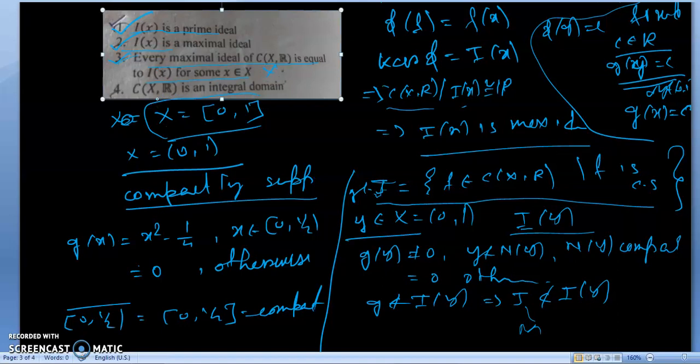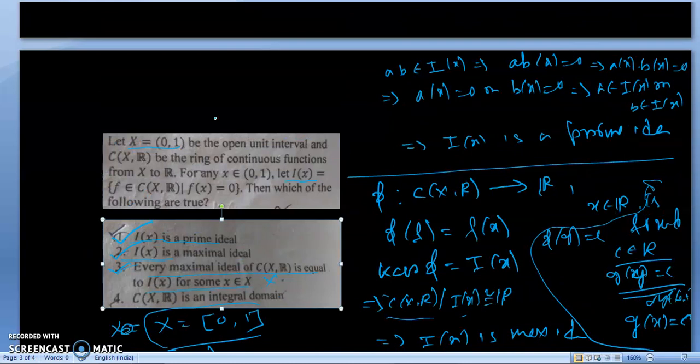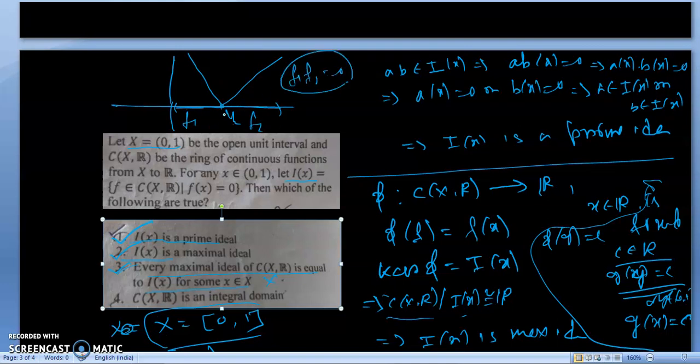Now let's check the fourth option: C(X, R) is an integral domain. How can you show that? For this, let's draw two functions. Suppose the interval from 0 to 1, and the midpoint 1/2. Draw a function f1 which is 0 in this part and not equal to 0 in this part, and take f2 which is 0 in this part and not equal to 0 in this part. Now if you multiply them, easily we can say that f1 f2 is equal to 0, but neither of them is 0. So C(X, R) is not an integral domain. Okay, very good.